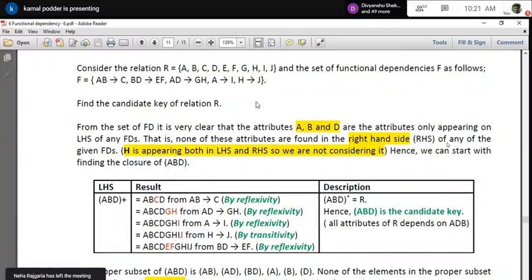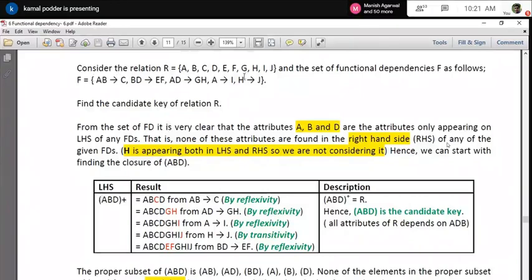And in this process, you have to follow. Here, why I have chosen the ABD? Because if you see, AB is appearing on the left hand side, but AB is not there in the right hand side. Just see. So AB, similarly for D also, D is appearing in the left hand side but not appearing in the right hand side. And that is the reason I have taken the set.